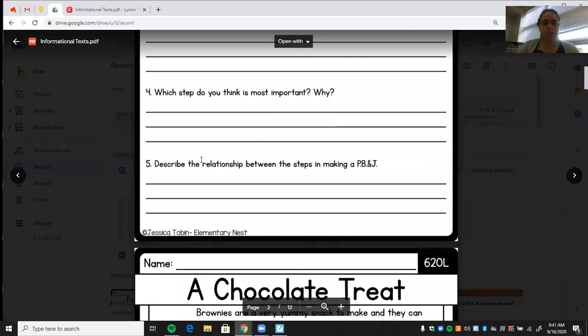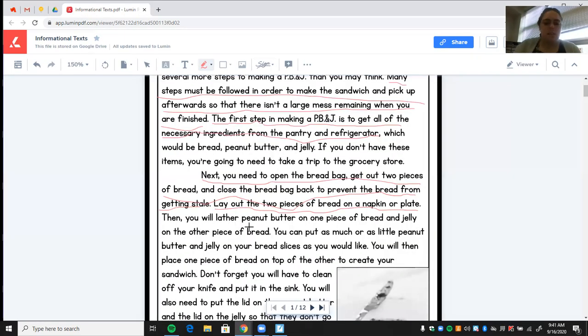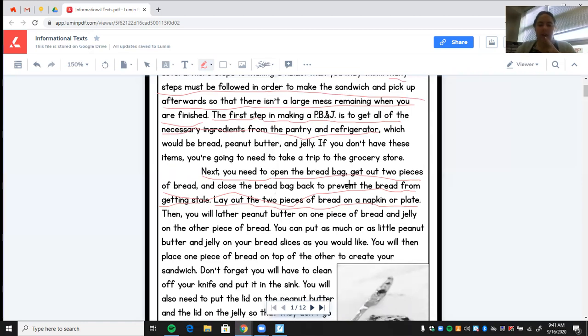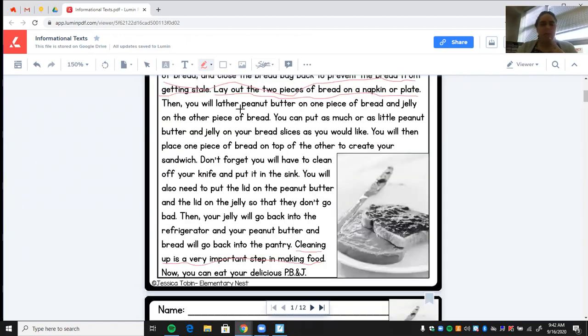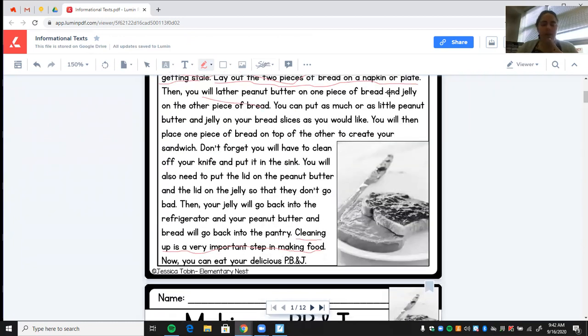Describe the relationship between the steps in making a PB&J. So let's look closely. If we describe the relation, the first step is get all our ingredients, right? So we got all our ingredients right here. Next is to get our bread out and lay it down. So we're getting our bread, laying it down. Then we need to put on the peanut butter and jelly, right? And then we're going to place the bread together. Then we need to clean.